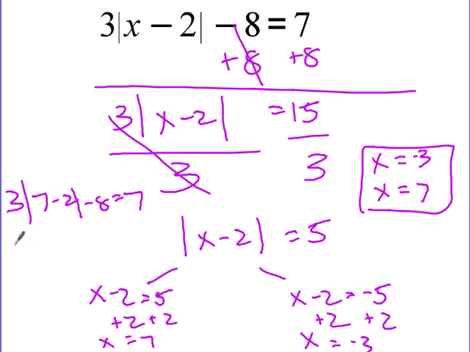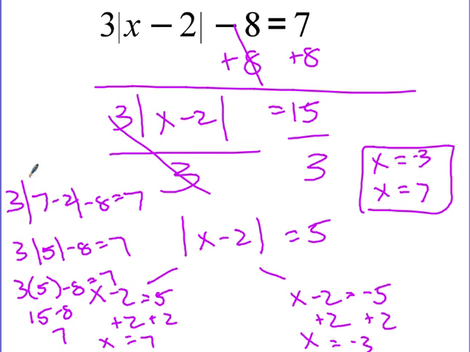Well, 7 minus 2 is 5. So when I simplify this, we are going to treat the absolute values like parentheses, where we worry about that first. So this is 3 times the absolute value of 5, which means it's just 3 times positive 5, minus 8 equals 7. 15 minus 8 is 7. So we did it. We're good.